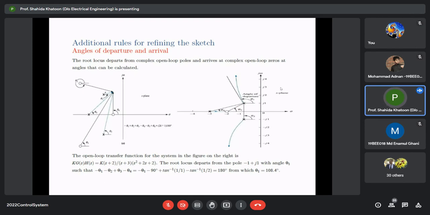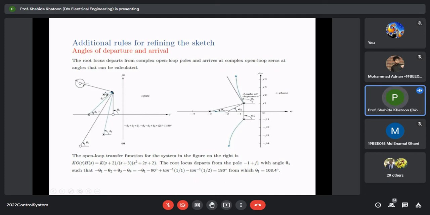The root locus departs from complex open loop poles and arrives at complex open loop zeros at an angle that is calculated like this. Suppose we are having an open loop transfer function given by this equation. The root locus departs from the pole at minus 1 plus j1 with angle theta 1, such that theta minus theta 1 minus theta 2 plus theta 3 minus theta 4. This plus theta 3 is due to this zero. Minus theta 4 is this. So it is basically minus theta 1 minus 90 plus tan inverse 1 by 1 minus tan inverse 1 by 2 due to this, equal to 180 degrees. So this equation gives the value of theta 1 as 108.4.